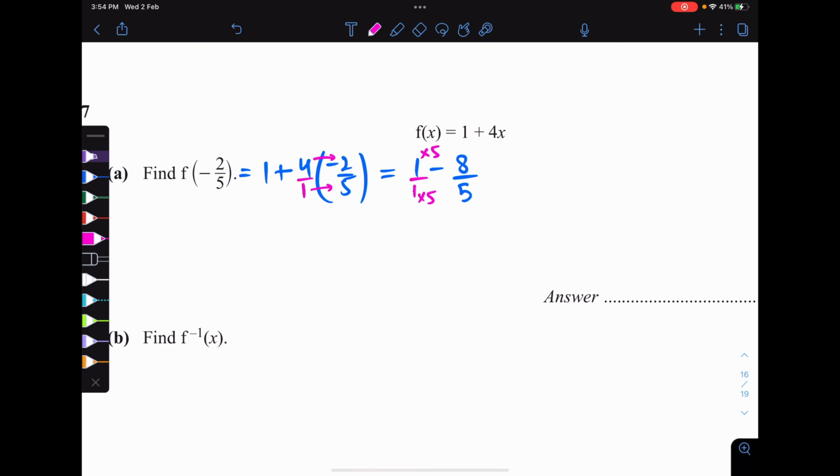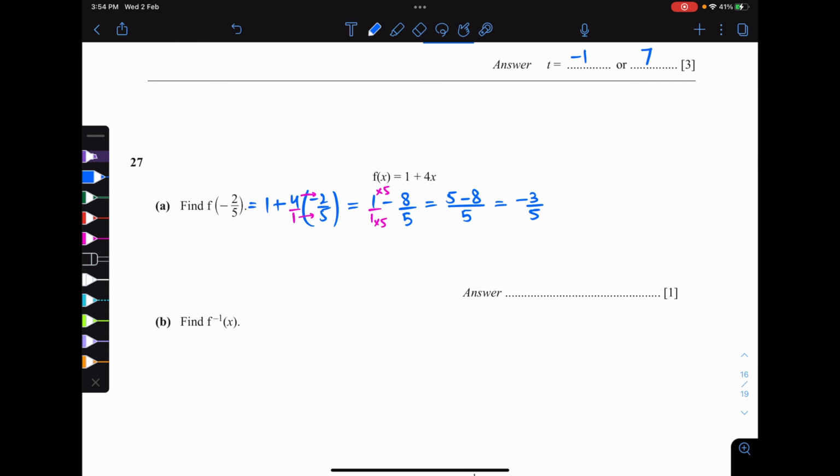Take LCM by multiplying 5. So this will be 5 minus 8 over 5. So this will be negative 3 over 5.